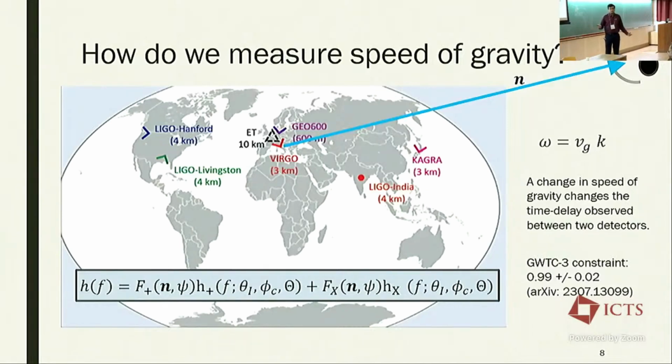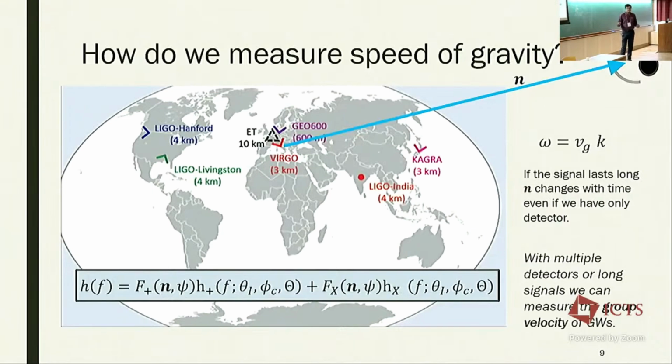Now, definitely our baseline is not very long, so we need multiple events. This is a constraint from 50 events, I think, and you can check this paper for more details. But we can do something else. Remember, I said in Cosmic Explorer, the frequency band is from 5 to a few thousands of hertz. So the signal will be in band for a much longer time.